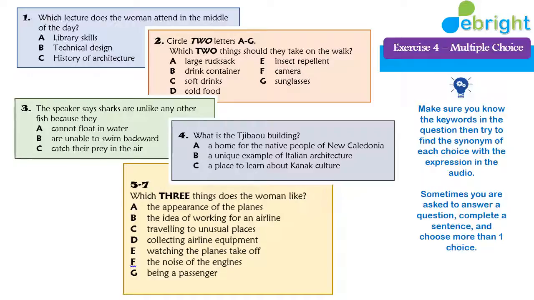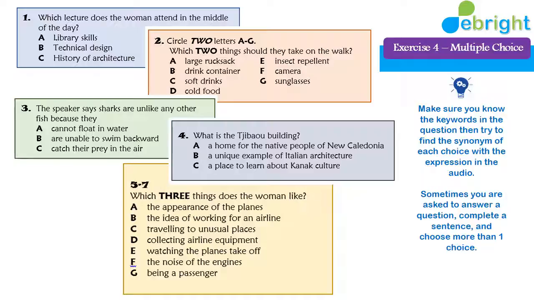Sometimes you are asked to answer a question. That's for number 1, because you've got question mark over there. And then complete a sentence, just like number 3, because you need to complete the sentence with the choices in A, B, or C. And the last one is choose more than one choice answer. For example, number 2 and number 3. So let's discuss the keyword first before we play the audio.